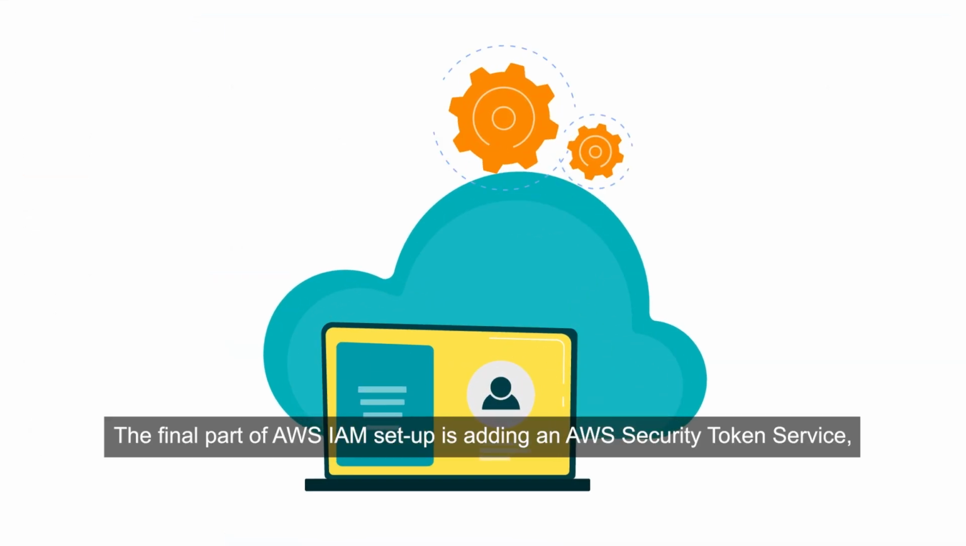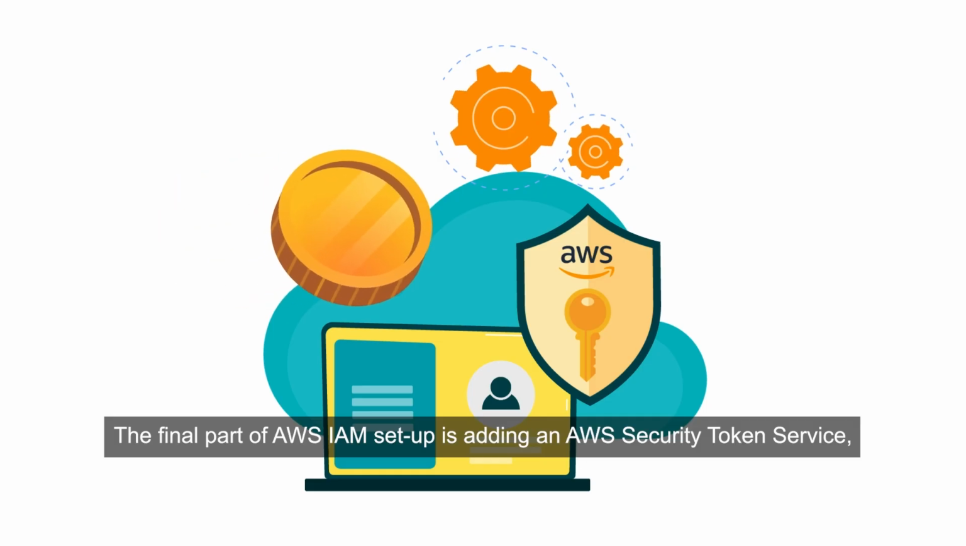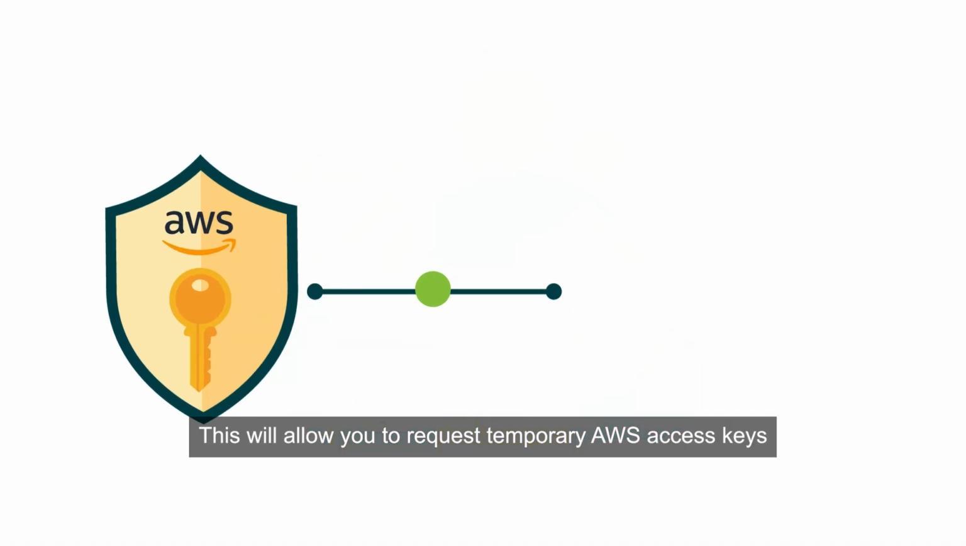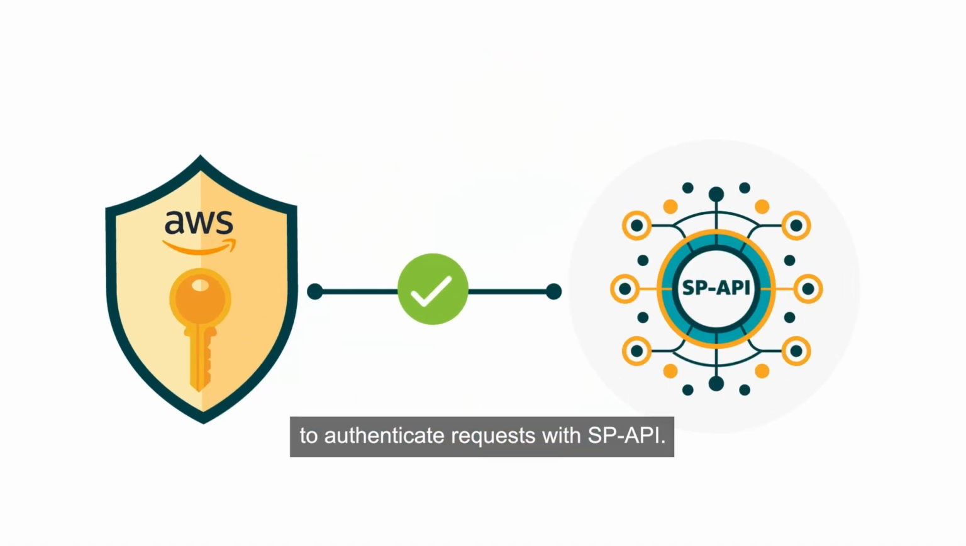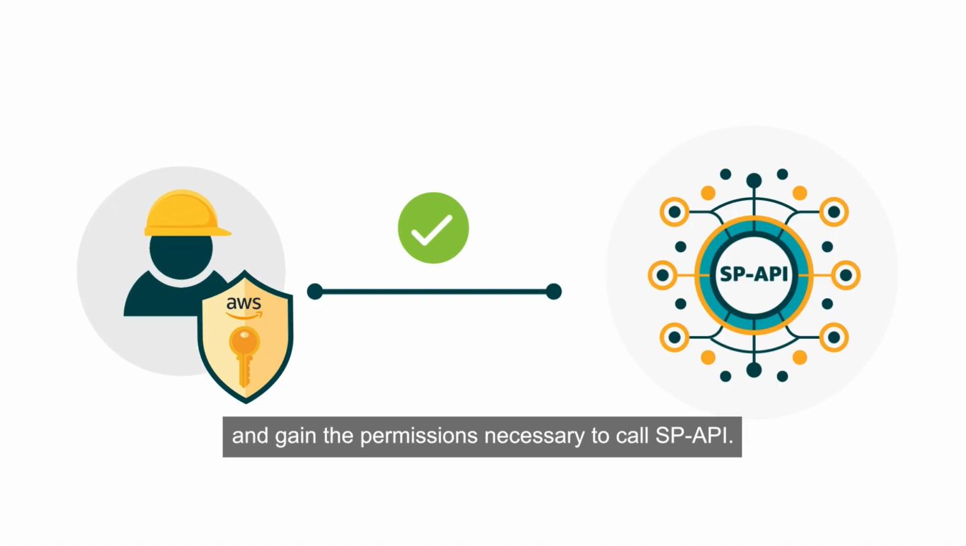The final part of AWS IAM setup is adding an AWS Security Token Service, or STS policy, to your IAM user. This will allow you to request temporary AWS access keys to authenticate requests with SP API. As part of adding an AWS STS policy, your IAM user will assume the IAM role you created and gain the permissions necessary to call SP API.